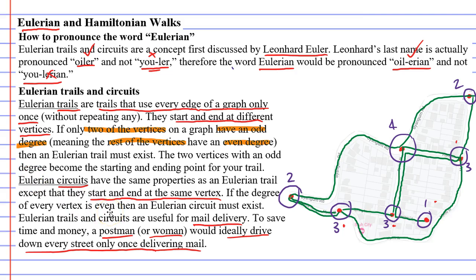For an Eulerian circuit to exist, we need the degree of every vertex to be even, which is not the case for this map. We've only got 1, 2, 3 vertices with an even degree here. So we can quite safely say that there is no way that the postman or woman can go down every street only once for this map.